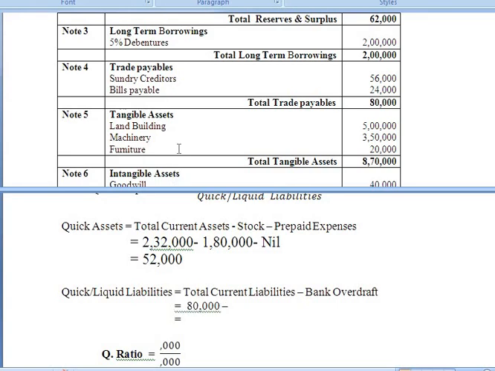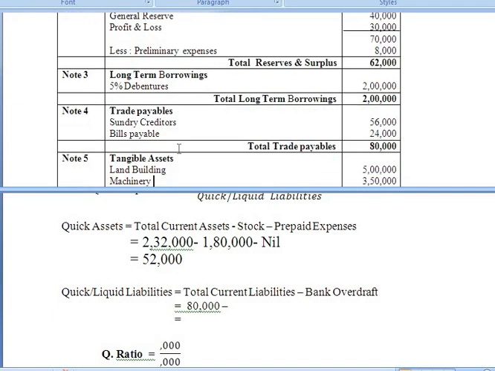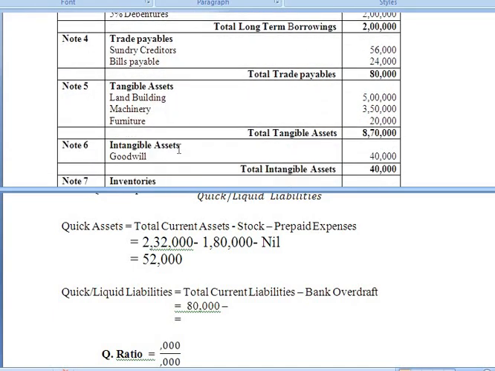Okay. So see here, note 1 is share capital, note 2 is reserves, then note 3 is long term borrowings, note 4 is trade payables. Okay. Then the next note will start for assets. So there is no bank overdraft given in the problem. So write here nil. Bank overdraft is not there. So quick liabilities or liquid liabilities will be 80,000.